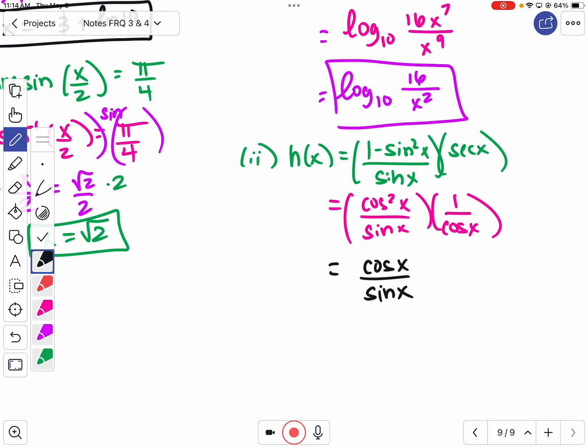Well, that's really close to what I want. That's actually cotangent, but I want tangent. This is cotangent, which is 1 over tangent, and that's what they were looking for. So we simplify it, and we do get that cotangent, but we wanted 1 over tangent.